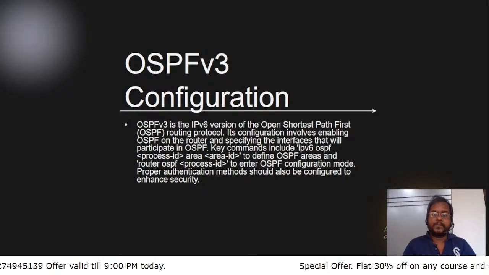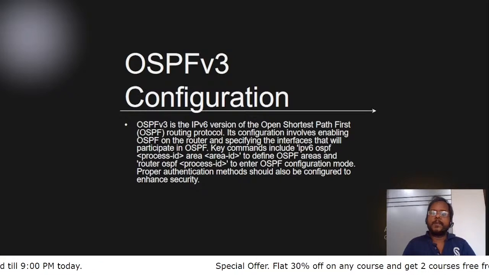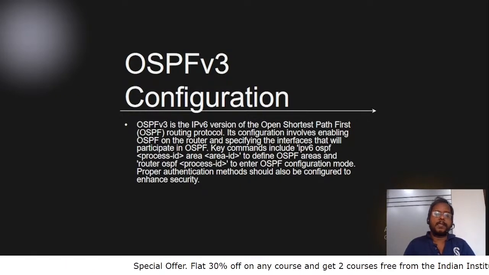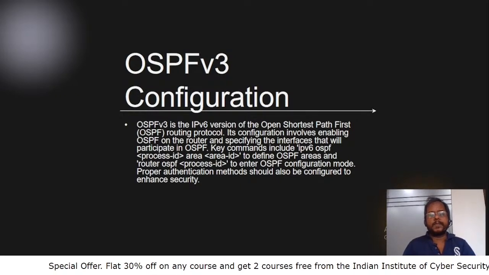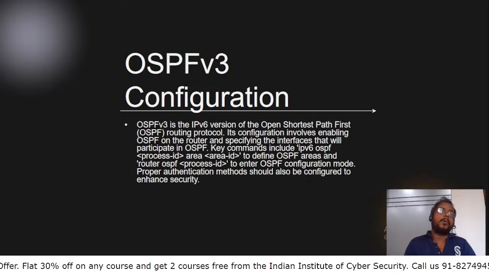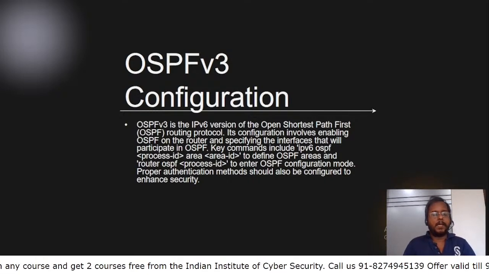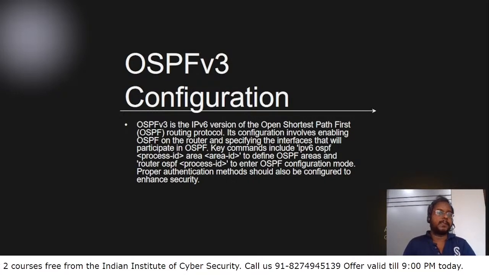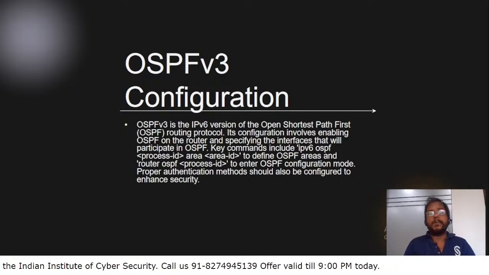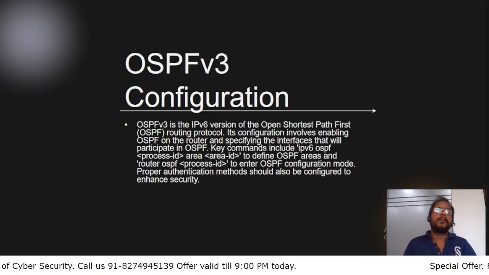To define the OSPF areas and the router OSPF process ID, you have to enter the OSPF configuration mode. You can do it, and you can also go to the interface level and give the ipv6 ospf process ID command. You can do it at the IPv4 level also. Similarly, you can do it in IPv6.